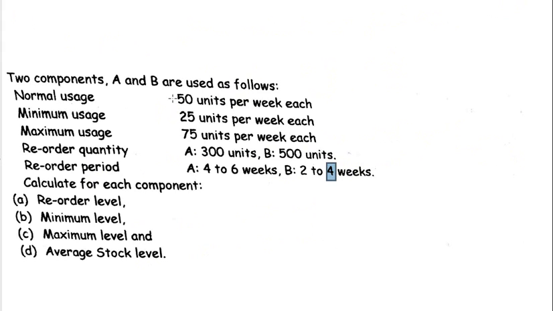Normal usage is 50 units per week, and what is the normal period? Normal period for A is 5 weeks, average of 4 and 6, and for B the average of 2 and 4 is 3.